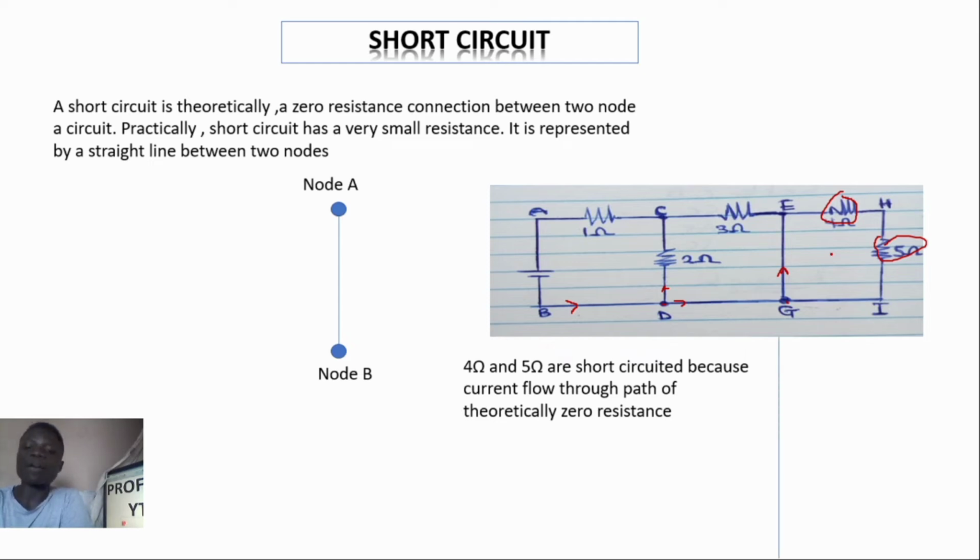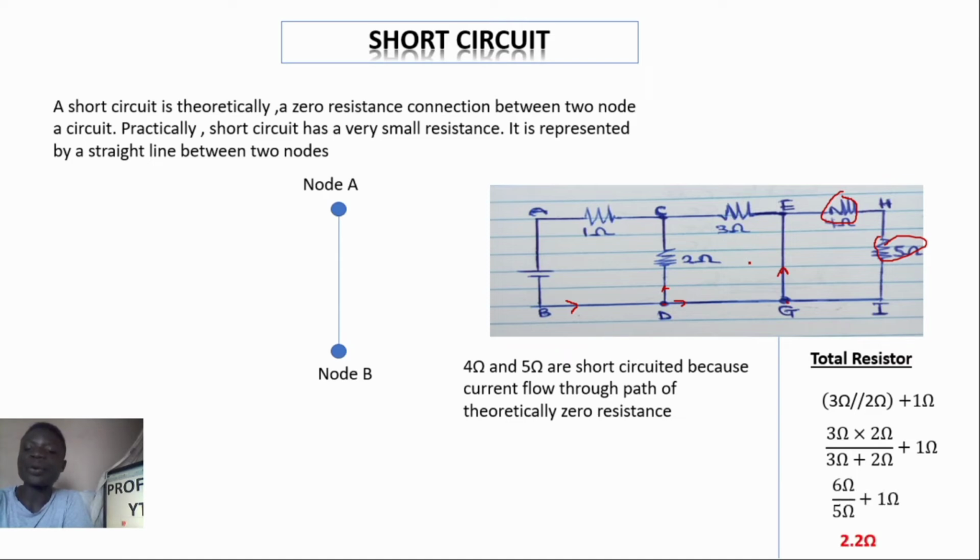So let's check. For us to find the total resistance, you know that this has been short circuited, so they are not part. So this and this are in parallel, and that's in parallel. In my previous video, I taught you how to calculate parallel resistors. So you do that, and the correct way, you're going to get 2.2 ohms.